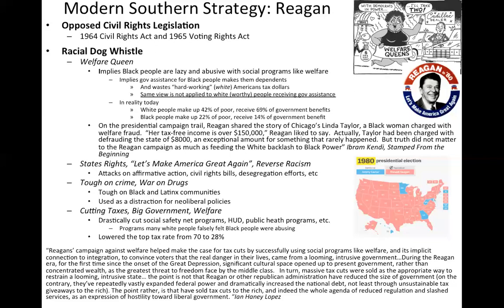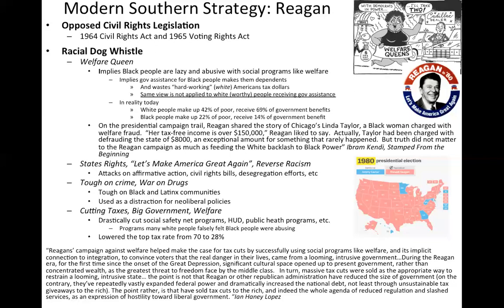I'm going to read this from Ian Haney López, who writes: Reagan's campaign against welfare helped make the case for tax cuts by successfully using social programs like welfare, and their implicit connection to integration, to convince voters that the real danger in their lives came from a looming, intrusive government.